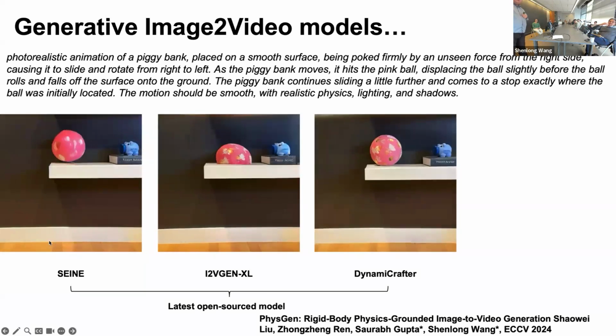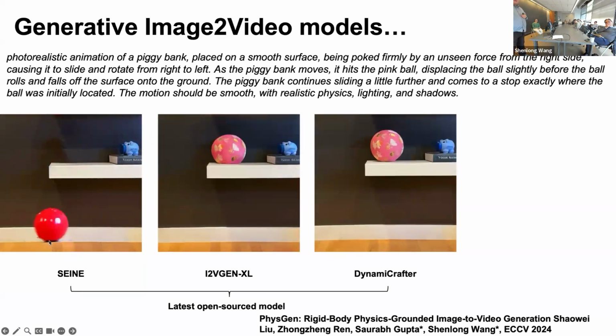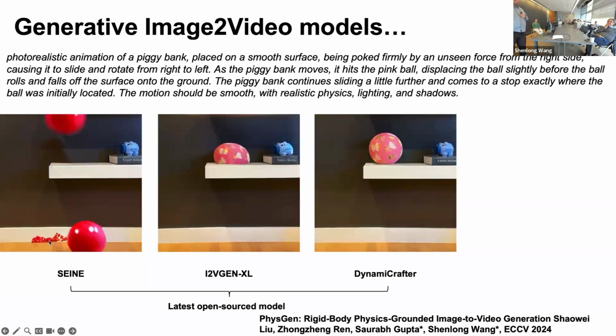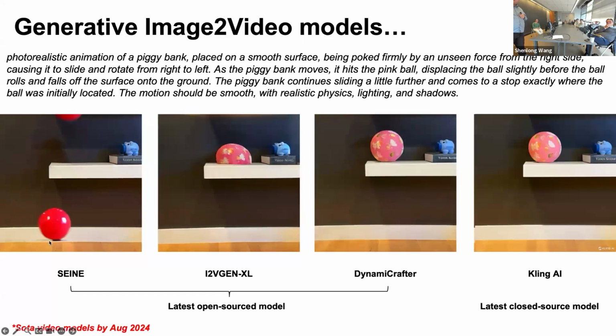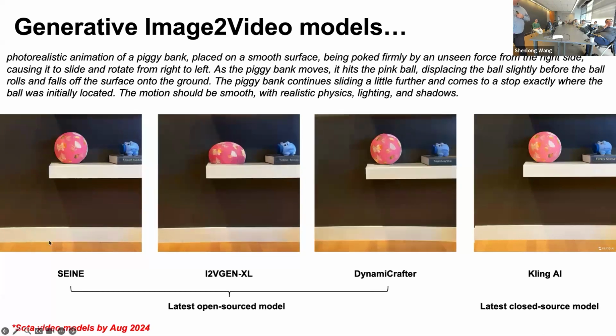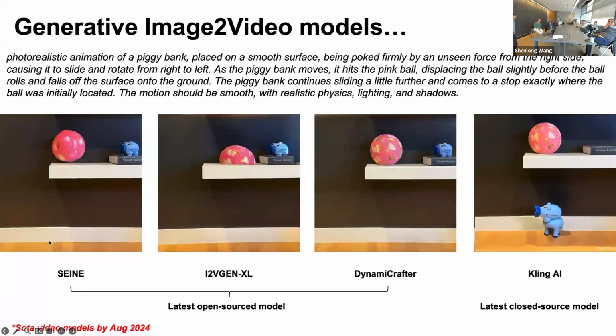And this field has also advanced a lot. This does not reflect the SOTA results. But as we can see, most of the videos are still photorealistic, but the dynamics are just not there, and it does not really reflect what we see in the prompt. We also tried the latest greatest model by August 2024, which is roughly half a year ago. We also tried the latest closed source model at that time. It's called Kling AI, and here is what we get.